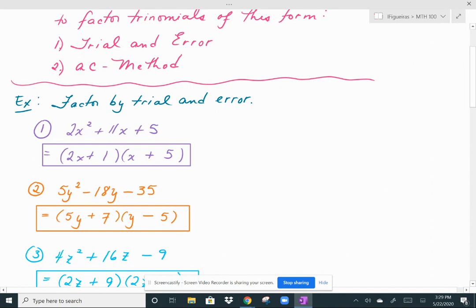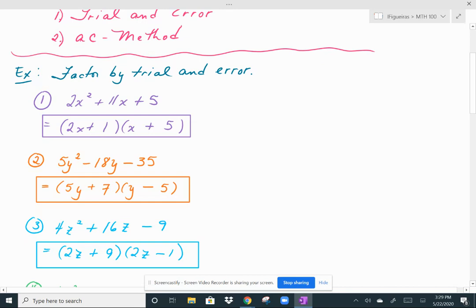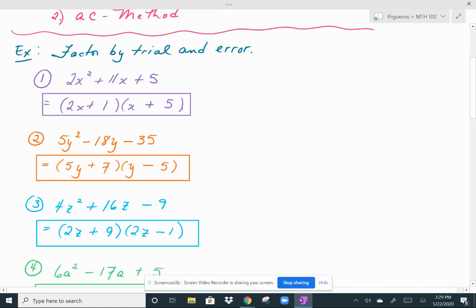All right, here's another one. I have 5y squared minus 18y minus 35. This one's a little bit more complicated. In the first position, there's only one way to get 5y squared. That's with 5y and y, so that's why you see that here. But for 35 or negative 35, you have a few options. You have 1 and negative 35. You have negative 1 and 35.